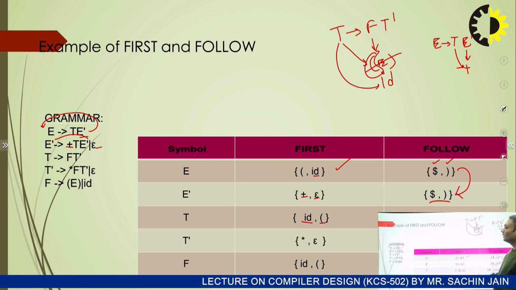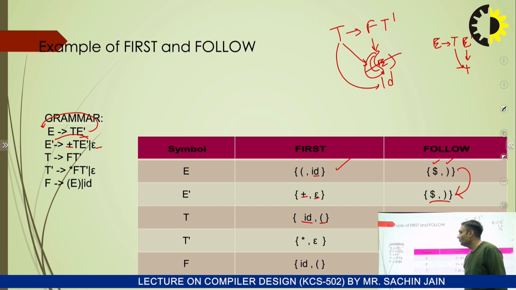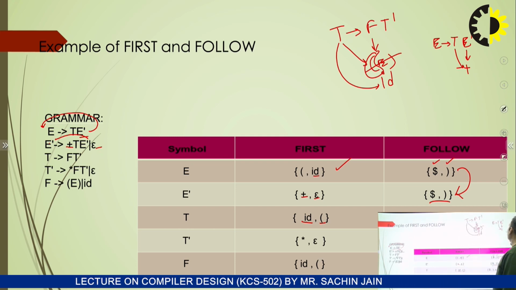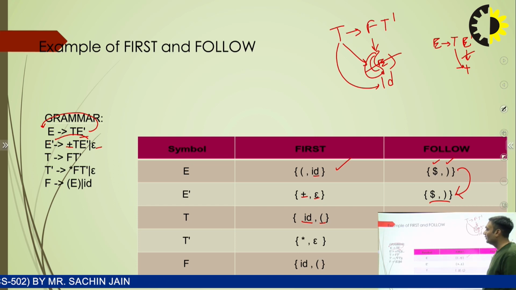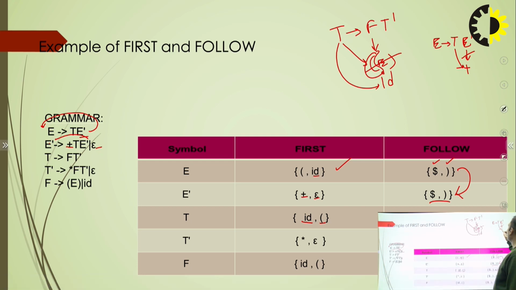Now, can I replace this rule with another rule? Yes, we can. I can replace this E dash with plus T E dash. Yes, I can replace this E dash with plus T. Now I can replace this E dash with epsilon as well. Now at this condition, who is following?